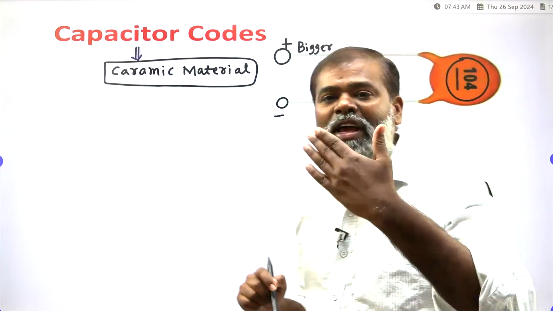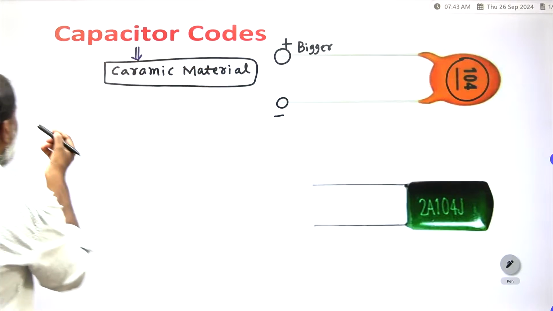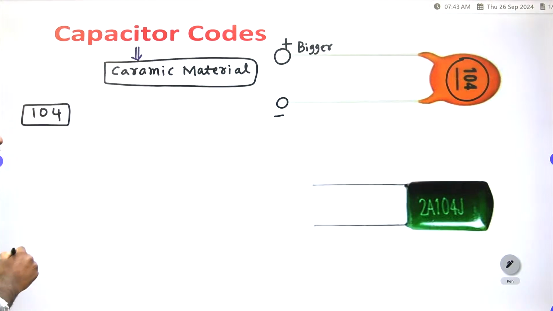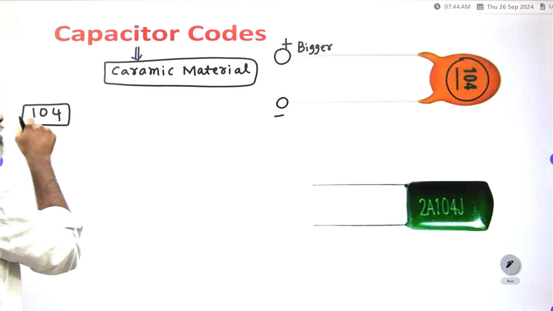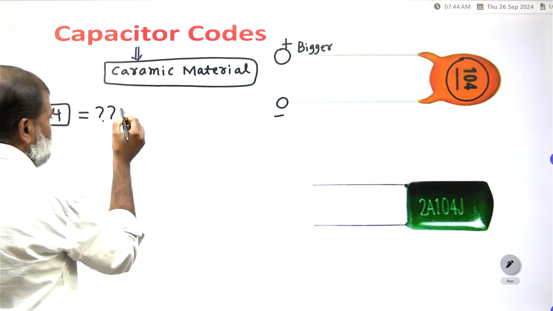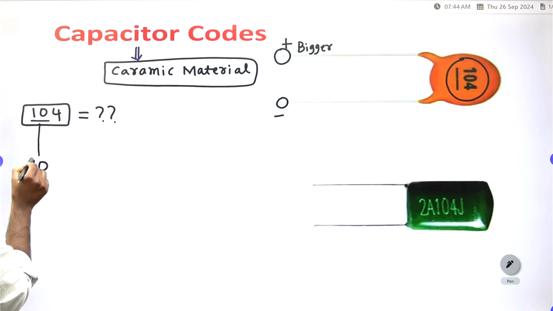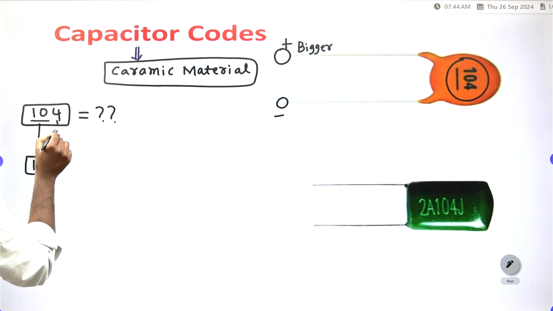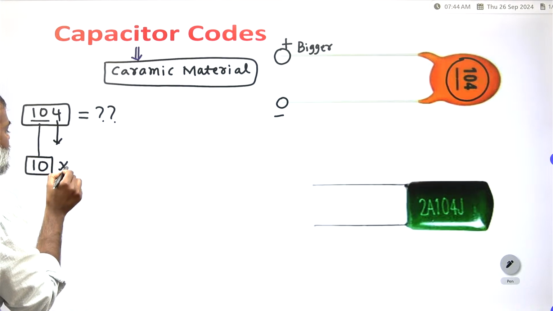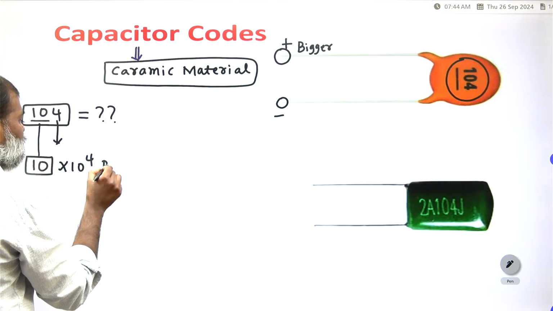104 is there. How do we calculate the capacitance? What is the capacitance of 104? This is a 104 capacitor or condenser. How much capacity does this condenser have? First, the first two digits you have to write as a number, which is 10. Next, the third digit you have to take as a multiplier, which is 10 to the power of 4. That is the multiplier, and you multiply with picofarad.